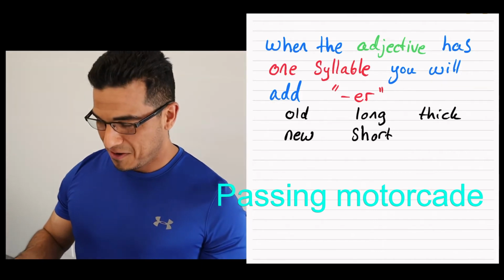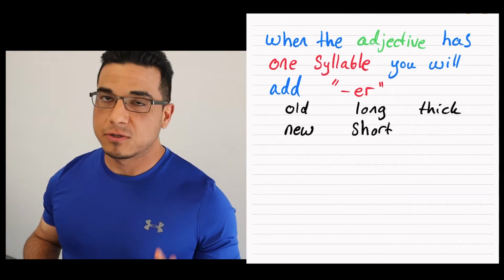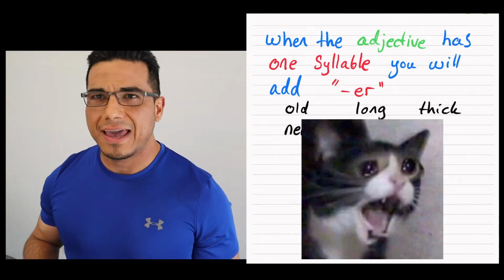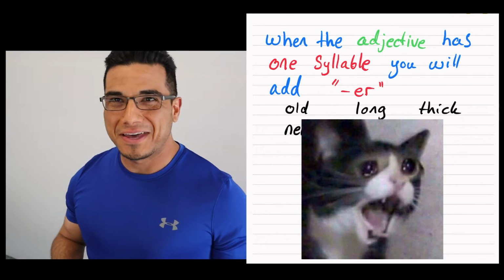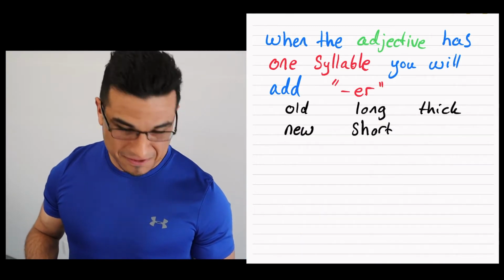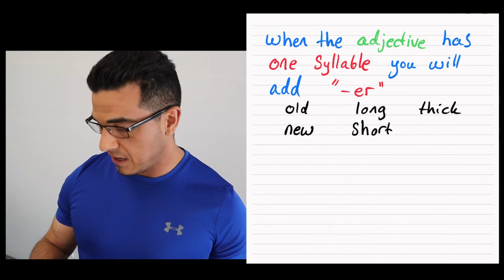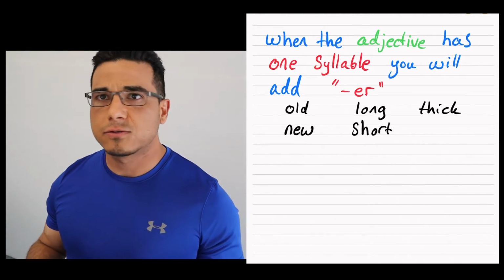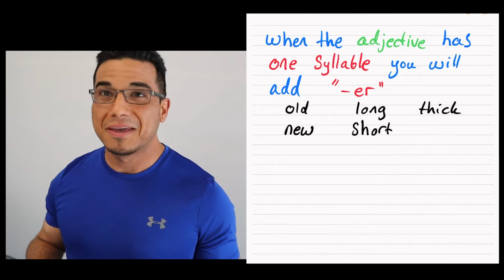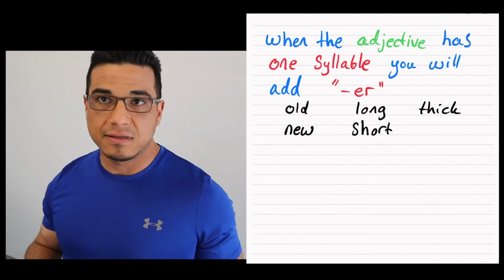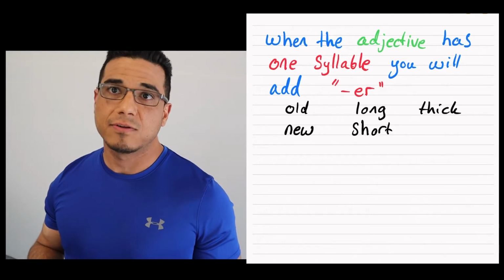All right, so for words that are one syllable, or adjectives which are one syllable, you're gonna add ER to that word. So the examples I give are like old, long, thick, short, and new. These are all one syllable adjectives. And for these, you just add ER to the end if you're using them to compare two different things.